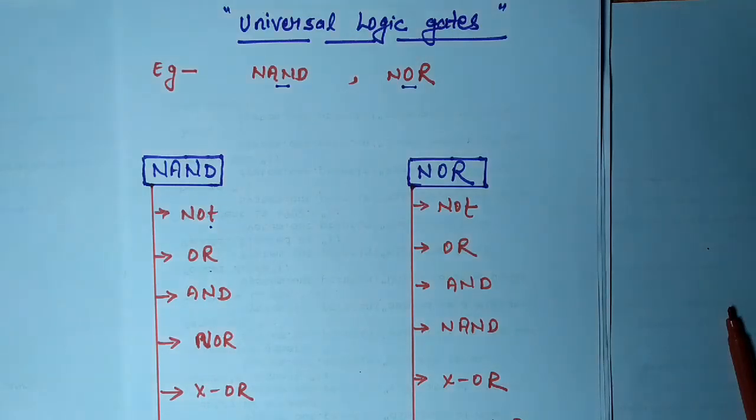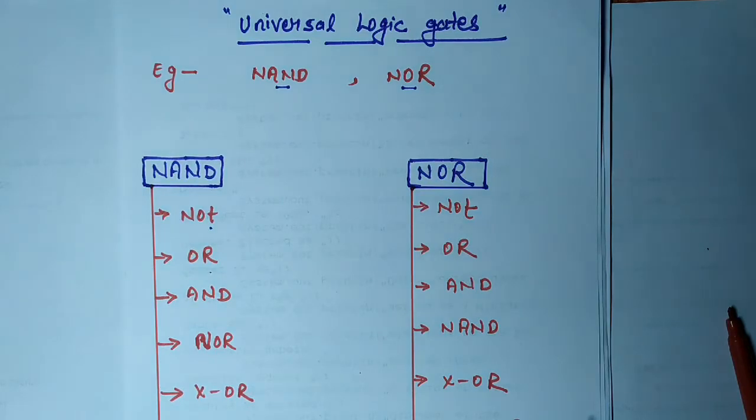So our today's topic is a universal logic gate. So what is a universal logic gate? Firstly, the basic thing about the universal logic gate: by this gate, we can create any other gate. By this gate we can create any other gate, that is called a universal logic gate.